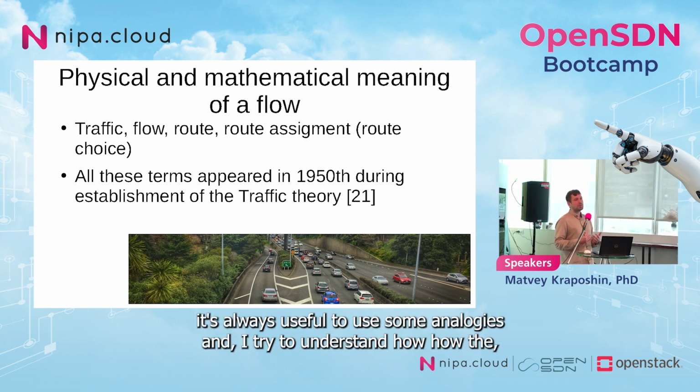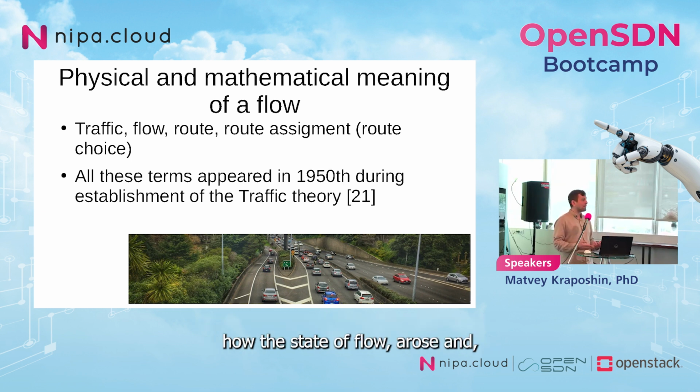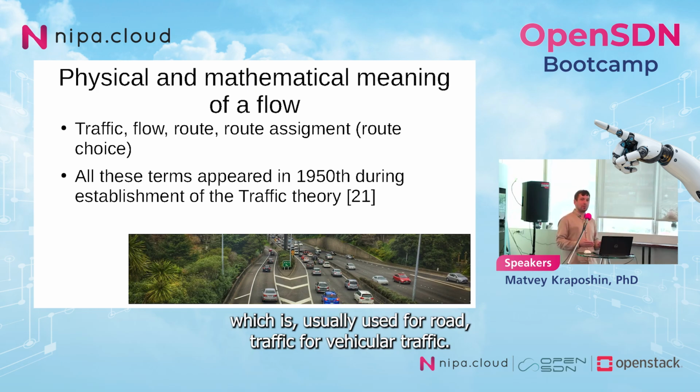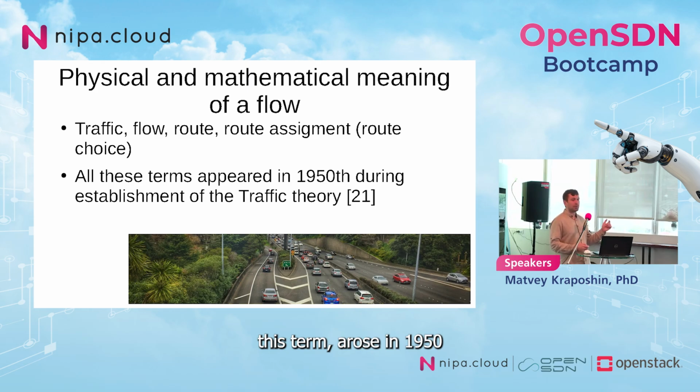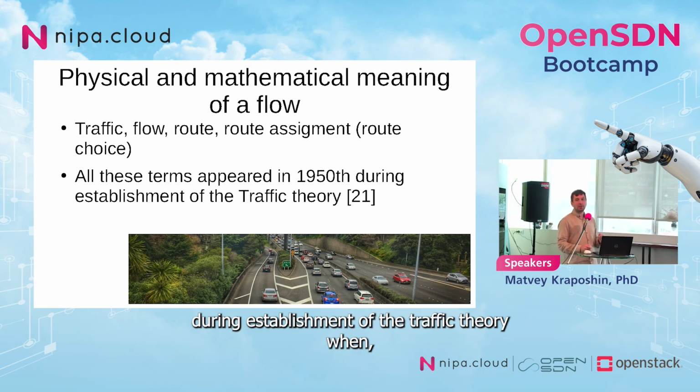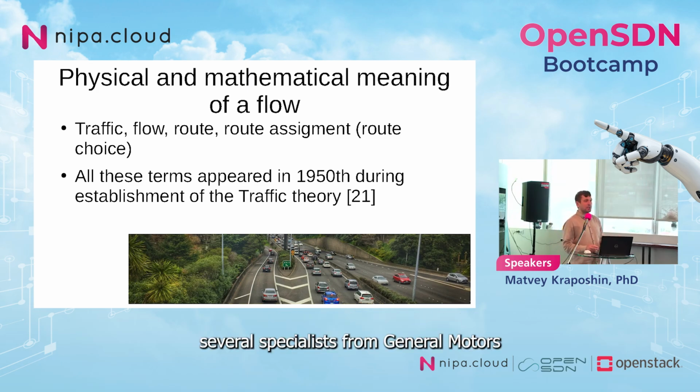It's always useful to use some analogies. And I tried to understand how this term flow arose, and why we use the word traffic, which is usually used for road traffic, for vehicular traffic. And it looks like this term arose in 1950 during the establishment of traffic theory, when several specialists from General Motors tried to simulate and understand how roads work in general, and how we can manage cars on roads.